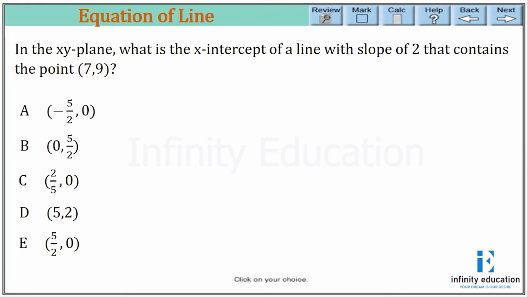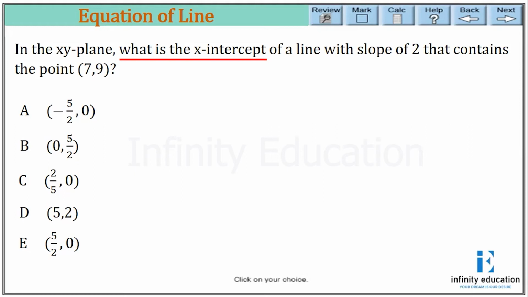In the xy plane, what is the x-intercept of the line with slope 2 that contains the point (7, 9)? Okay, so the question is asking for the x-intercept of the line with slope 2 that contains the point (7, 9). So we need to find the x-intercept.